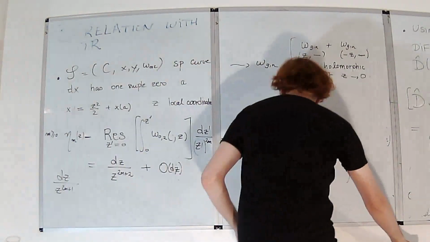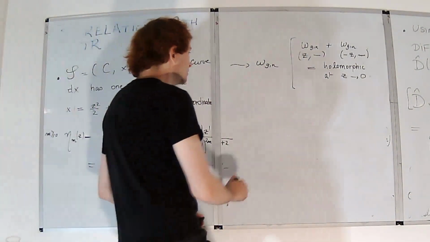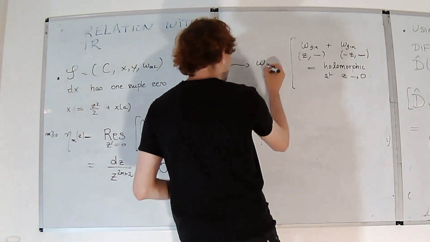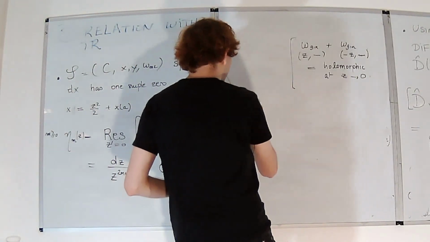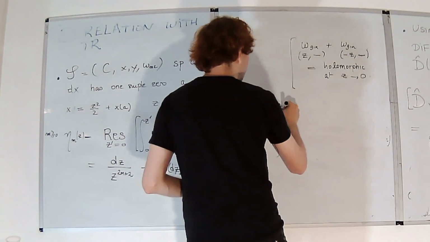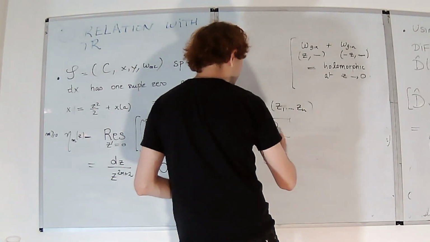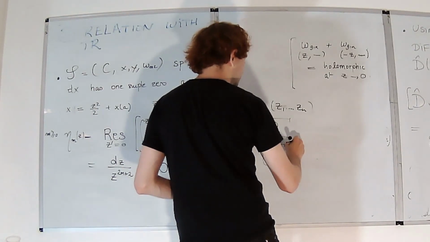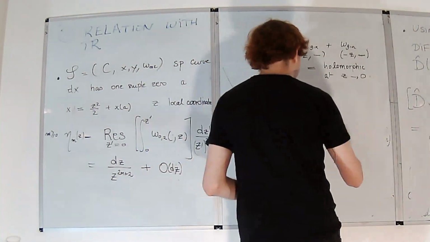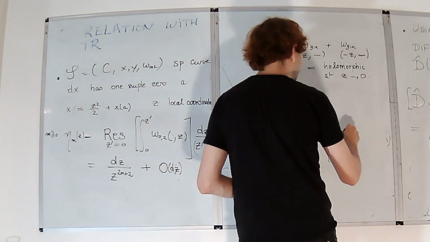So using this type of argument, you can show that the omega g,n of z1, ..., zn decompose exactly on those differentials, and there are some numbers which I'm going to call F g,n m1, ..., mn.